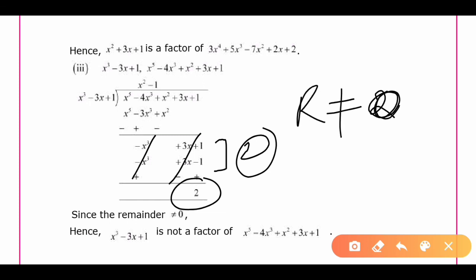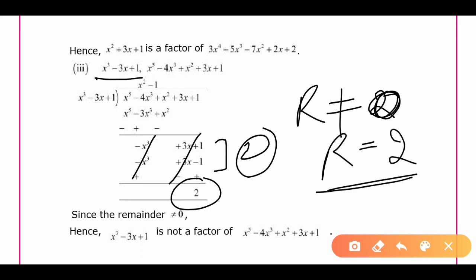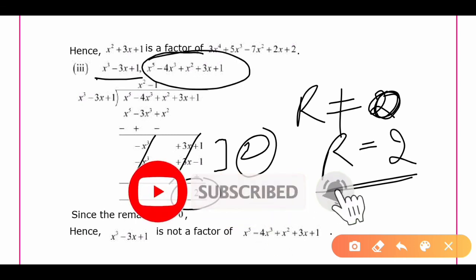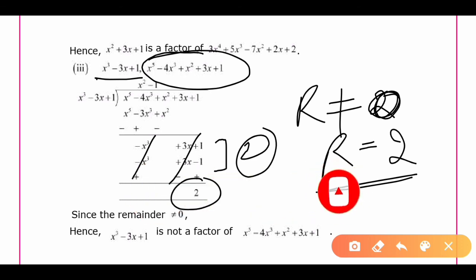It is not equal to 0 because remainder is equal to 2. So we'll say that x cube minus 3x plus 1 is not a factor of x raised to power 5 minus 4x cube plus x square plus 3x plus 1. Clear?